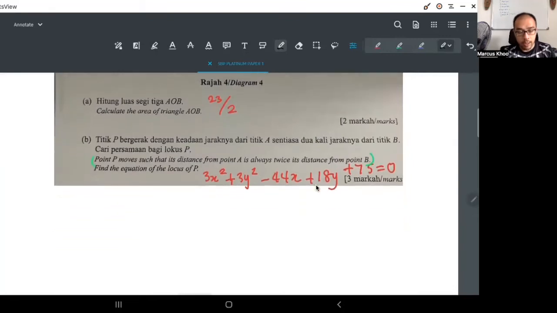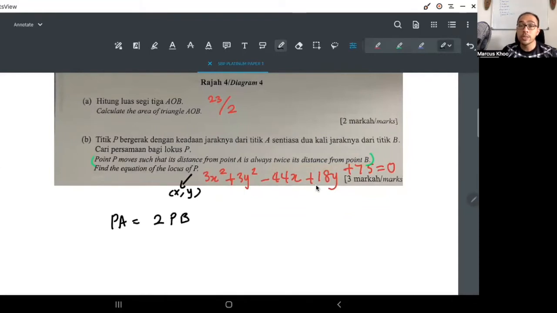Okay, distance from point A is PA. Okay, jarak antara point P kepada point A. And since locus is P, so this is coordinate X and Y lah. Okay, twice the distance from point B means 2 times PB.